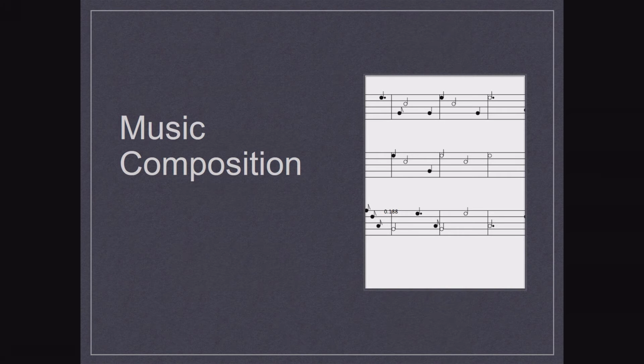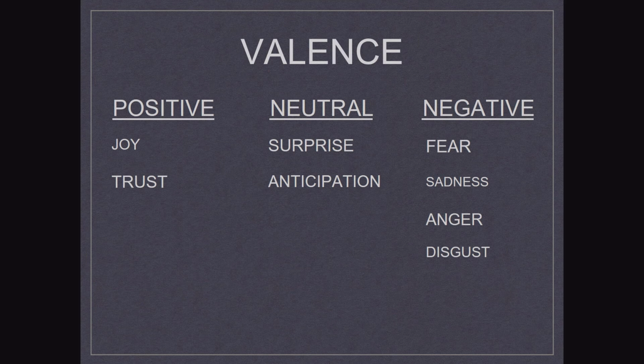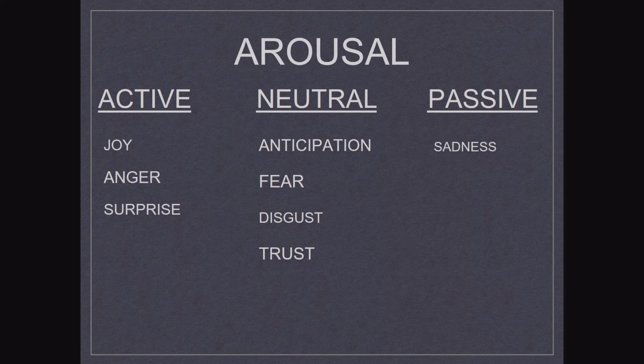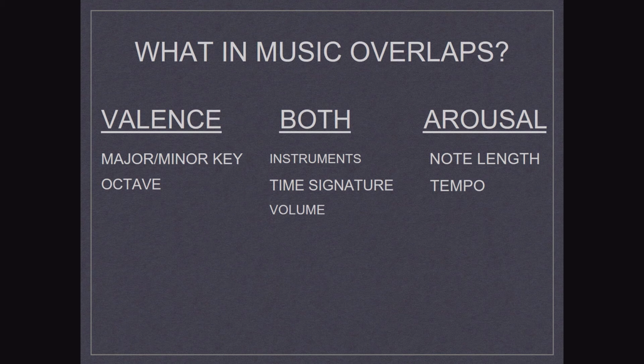But first, I had to learn to think about emotions. How could I classify them? And it turns out there's a whole field that does this already. Two of the variables that are often used to categorize emotions are valence, which is the scale from positive to negative, and arousal, which is the scale from active to passive. So then I had to think about what in music overlaps. And it turns out that there are many variables in music that influence either valence or arousal.